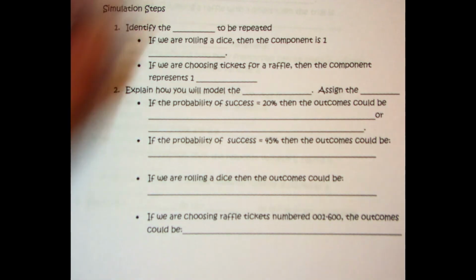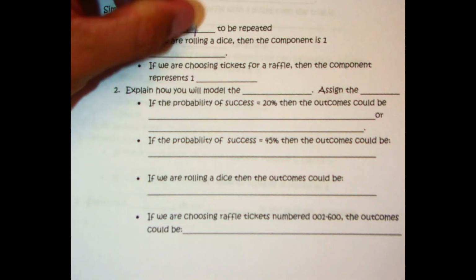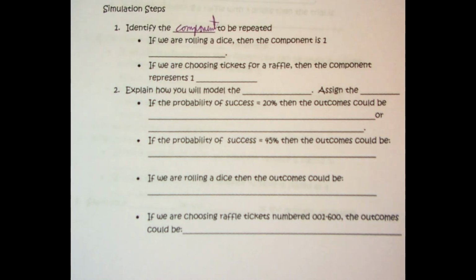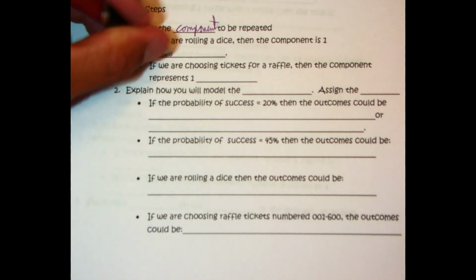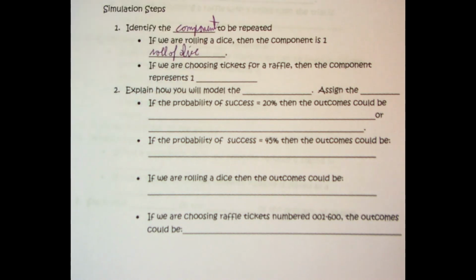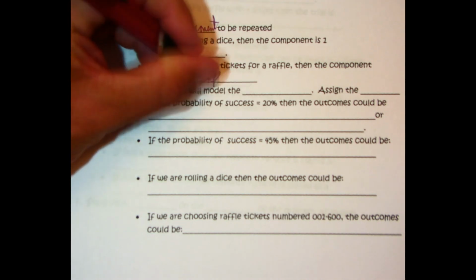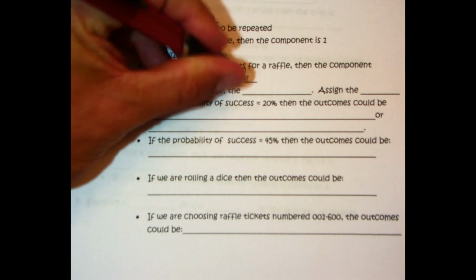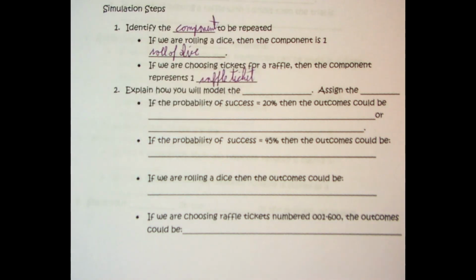So there's basically 7 steps. The first one is to identify the component that's to be repeated. Now the component is what we're simulating. So if we're rolling a dice, then the component is one roll of the dice. If we're choosing tickets for a raffle, then the component represents one raffle ticket. Okay? So it's whatever we're simulating.